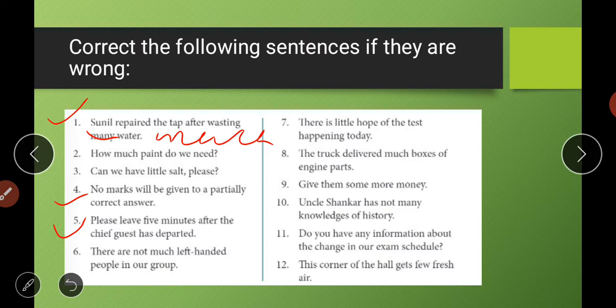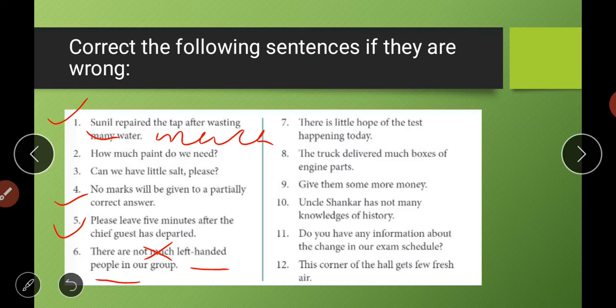So the sixth one is, there are not much left-handed people in our group. Now look at this sentence carefully, students. We are talking about left-handed people, which means people who are countable. The number of people we can count, and they are writing the word much. So much here is wrong. We will write the word many. There are not many left-handed people in our group. So this is the right answer for the sixth one.